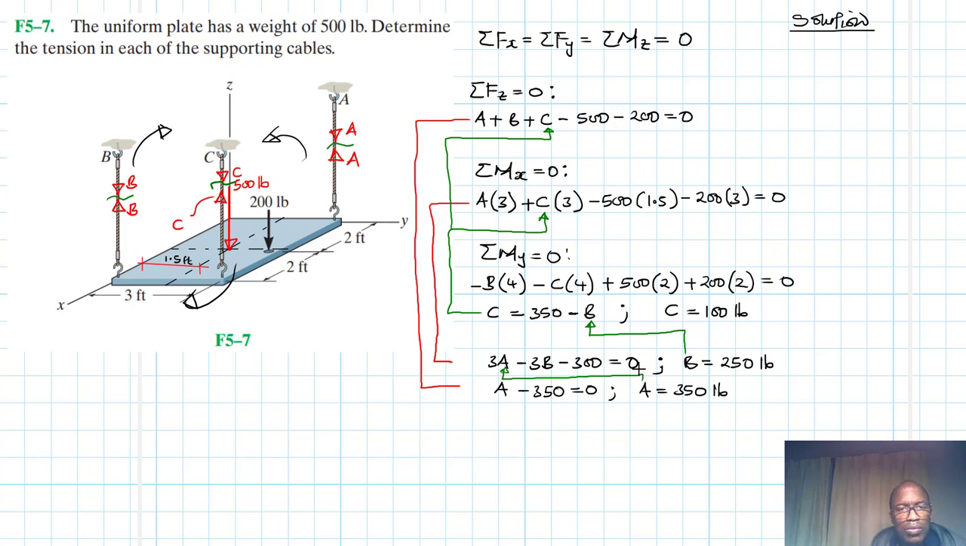Great. So we have found what A is equal to. We said this is 350, and C is equal to 100 and B is equal to 250. So let's outline the final solution. We have A here, we have B here, and finally we have C. Great. So this is really about it.